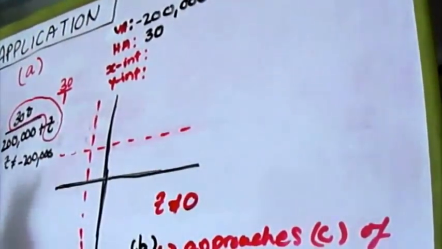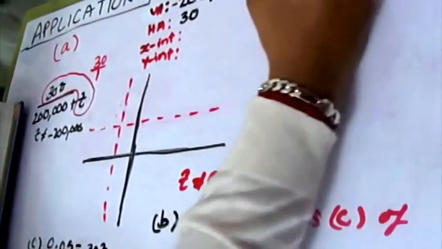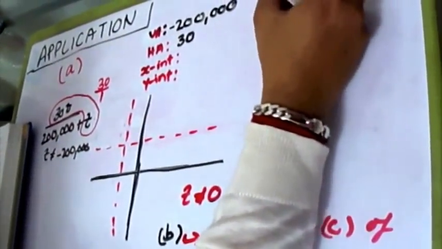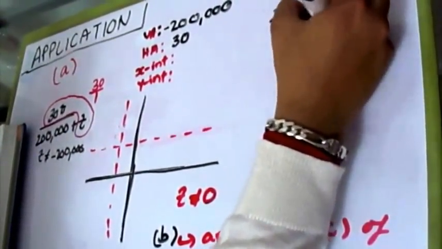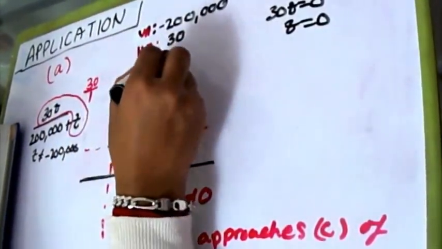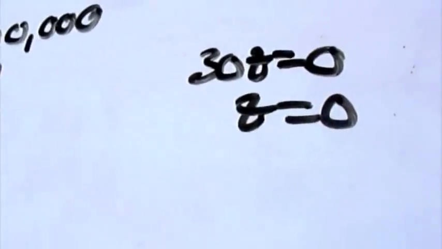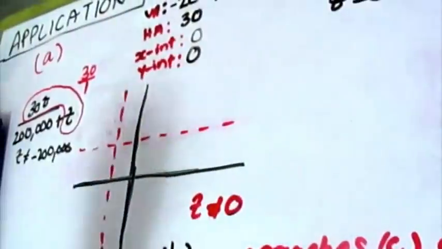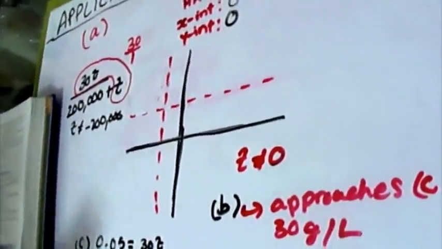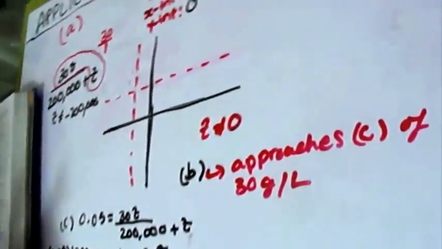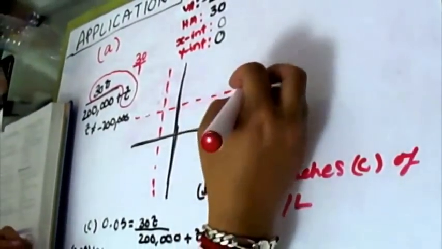The x-intercept, if you rearrange this and set it equal to 0, you can find that t is equal to 0. So the x-intercept is going to be 0, and then for the y-intercept, all you have to do is sub in 0 for t. So if we substitute 0 for t, we can find that the y-intercept is also 0. From these key features, we can graph it.